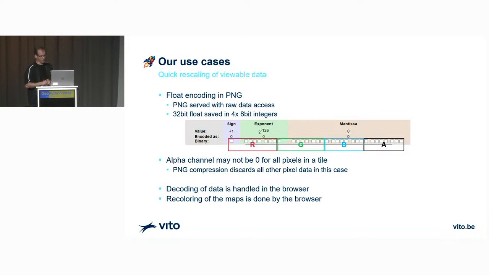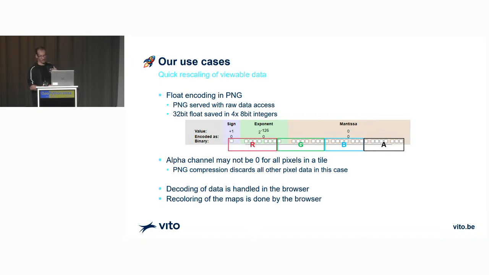There's one caveat: if the PNG compression notices that all your alpha is 0, you can't see anything anyway because it's all translucent. It throws away all the other information and just puts a random number in there that compresses well. So we made sure that no data is not all 0, it's all 255. And then the decoding of this data is handled in the browser.